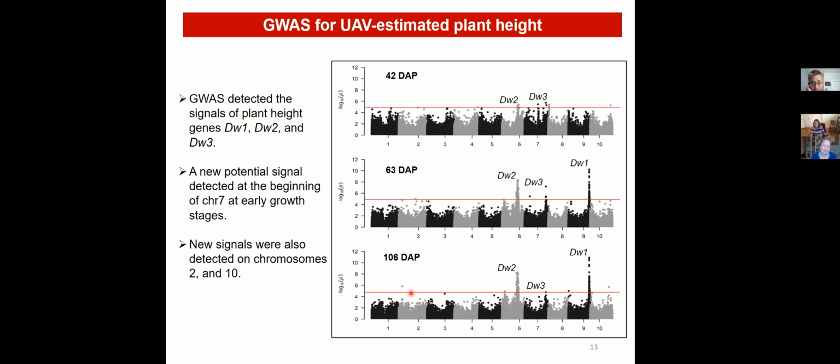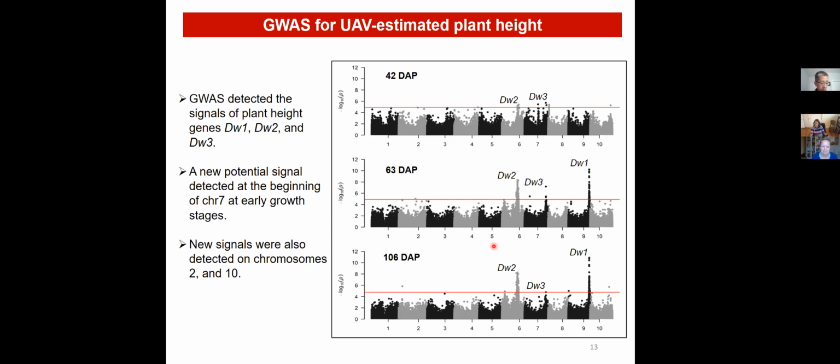And so does that bias how you interpret it? Do you consider them the same? Like DW3 and DW2, at least at 106 days, look very different. Do you believe them both equally? Pardon, come again, please. Does that impact how you interpret the strength of the QTL or the confidence in the QTL?